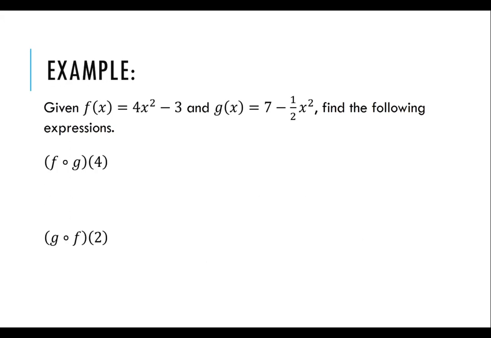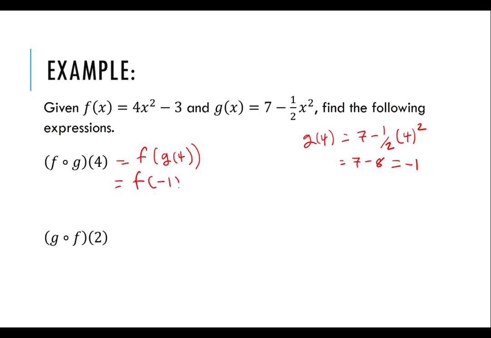So now let's calculate some of these compositions. Here we have f of g of 4 and g of f of 2. There's a handful of ways to do this, but you could rewrite this as f of g of 4, and find g of 4. g of 4 is 7 minus a half times 4 squared. 4 squared is 16. 16 times negative 1/2 is negative 8. And so we get 7 minus 8, which is negative 1, which means that f of g of 4 is the same thing as f of negative 1, because g of 4 was negative 1.